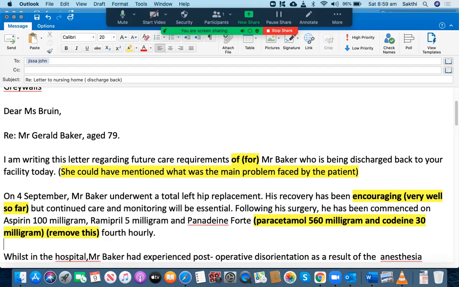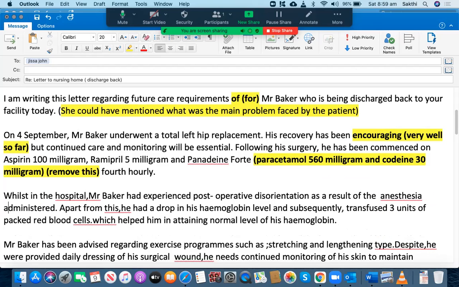So 4th hourly, that's good. Whilst in the hospital, there should be a comma, and then there should be a space. After this, there must be a space. Okay, Mr. Baker had experienced post-operative disorientation as a result of the anesthesia administered. Okay, there shouldn't be any gap in between. Yeah, as a result of the administration of anesthesia, or she could have mentioned as a result of the anesthesia administered. Okay, that's fine. There is no issue.